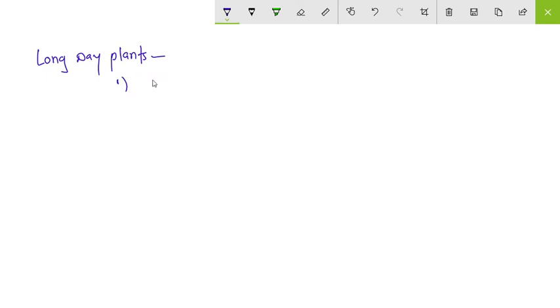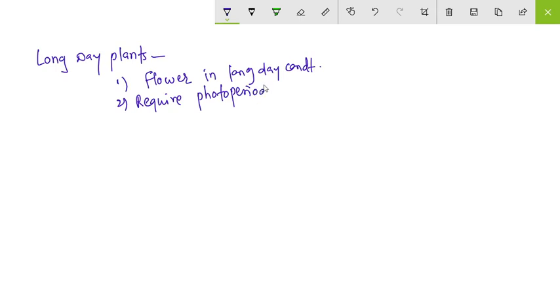Number one, these plants flower in long day condition. Okay, these plants flower in long day condition. So they require the photoperiod or the day length more than critical day length. आता क्रिटिकल डे लेंथ म्हणजे काय? 12 तासाचा दिवस. ओके, आणि 12 तासाची रात्र. इट इज अ क्रिटिकल डे लेंथ. पण या ठिकाणी हे जे लॉंग डे प्लांट्स असतात दे रिक्वायर्ड द फोटो पिरियड मोर दॅन द क्रिटिकल डे लेंथ.